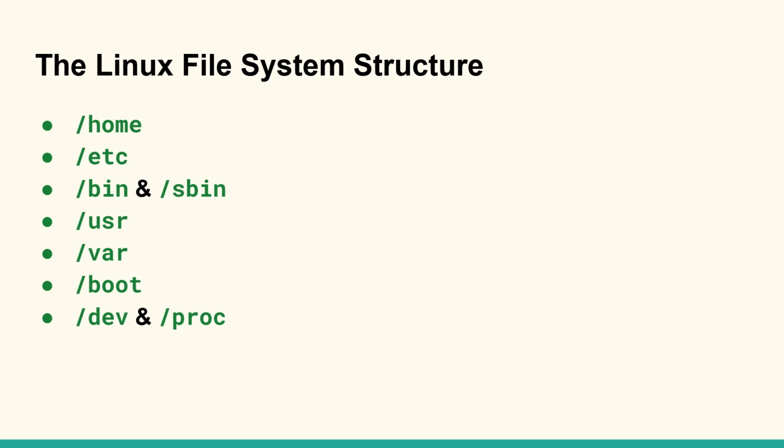So to summarize, Linux distributions may look different, like Ubuntu, Fedora, CentOS, but they all share the same file system structure. And if we know this structure, it will help us navigate Linux confidently and troubleshoot like a pro.